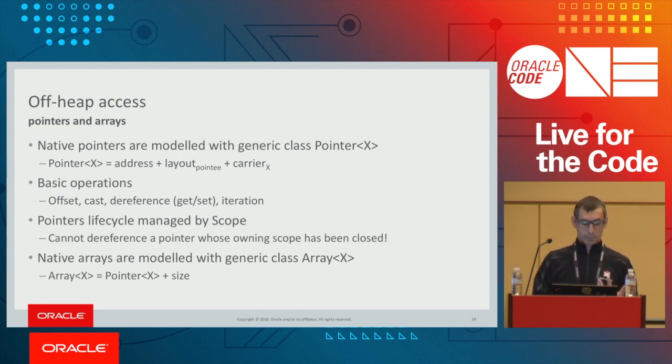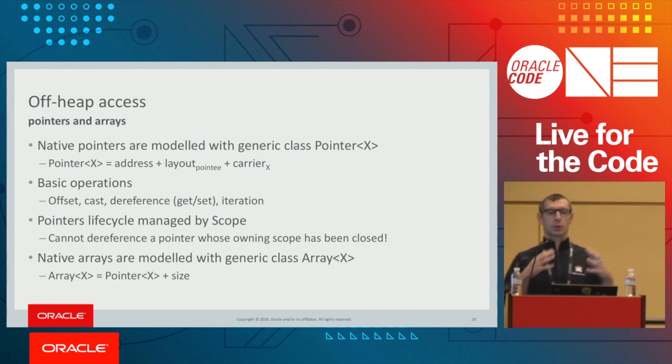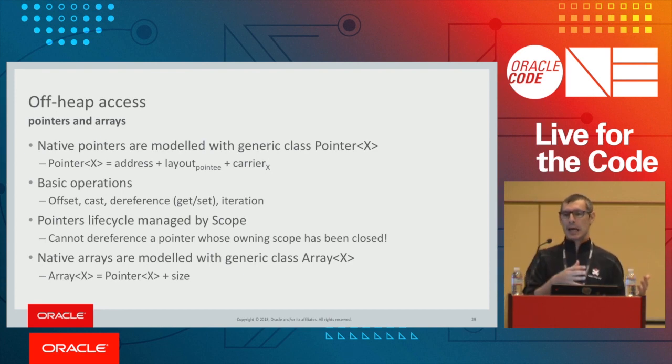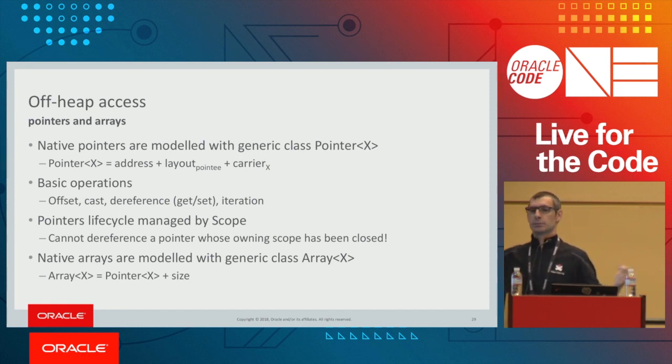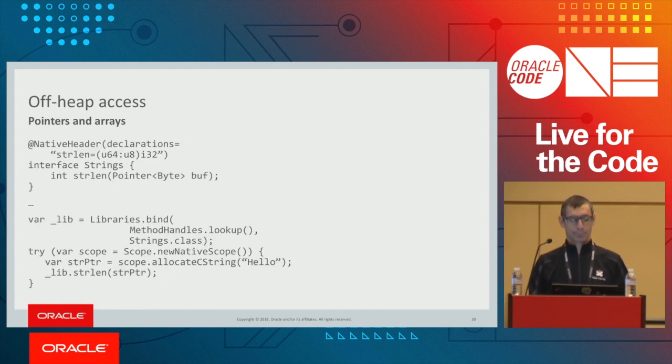All the life cycle of pointers is managed by an abstraction called scope. You can think of it like ownership. So all pointers belong to a certain scope. If the scope is alive, you can dereference the pointer. If the scope has been closed or is no longer alive, then you get an exception when trying to operate on that pointer. And then there are, of course, arrays, which are essentially built on top of pointer. They are essentially a pointer to the base element of the array plus a length.